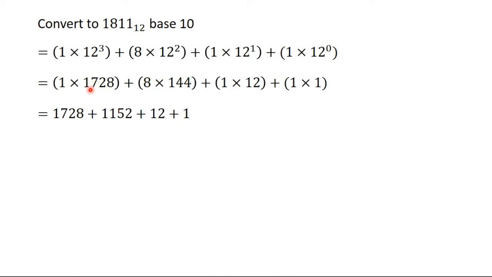1 times 1728 will give us 1728, plus 8 times 144 will give us 1152, plus 1 times 12 will give us 12, and 1 times 1 will give us 1. You add everything here, we are getting 2893. So which means that if you convert 1811 base 12 to base 10, you are going to have 2893.